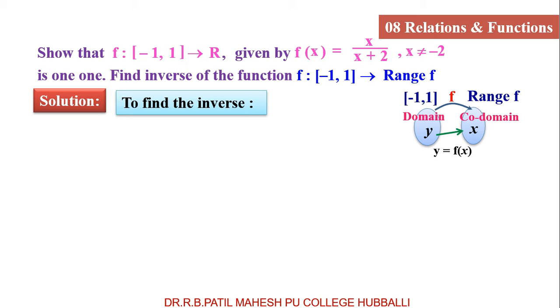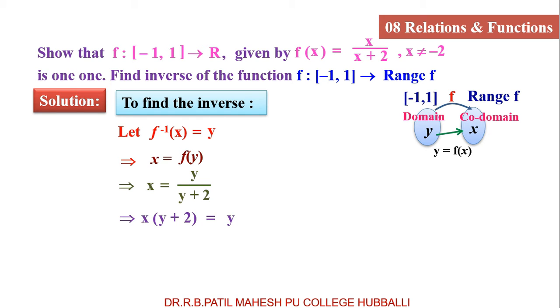To find the inverse, let me have the diagram. f from [-1, 1] to the range of f. Here [-1, 1] is the domain and the codomain is the range of the function itself. So look at the diagram to find the inverse. Let f inverse of x equal to y. Here if I take f inverse to the right side, x equal to f of y I get, and x is equal to y upon y plus 2.